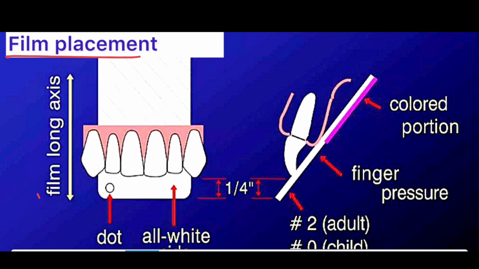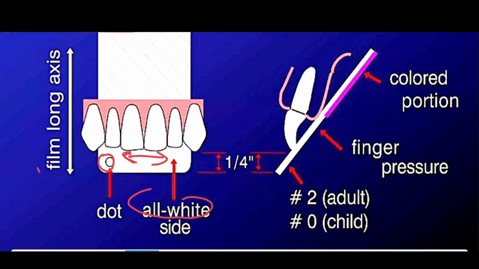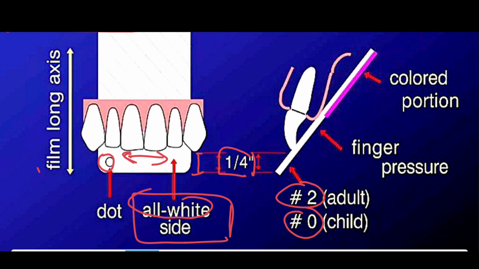Now let us see film placement. The film placement is such that the occlusal dots should be at the bottom, the tooth of interest should be in the center, and the white side should face towards the tooth. One quarter of the film should be above the occlusal or incisal edges. The size varies according to child or adult: size 0 is recommended for the child and size 2 for the adult. It should be placed such that finger pressure is applied on the incisal edges or crown area, the colored portion should be left out, and the film should be placed along the long axis.